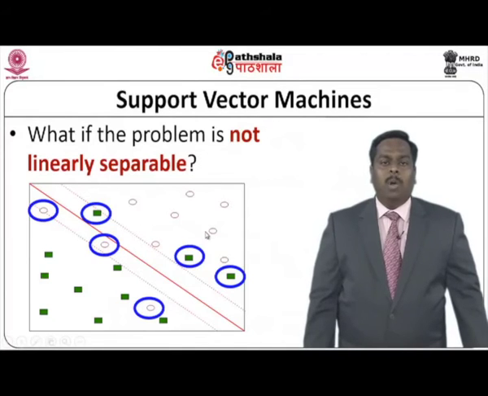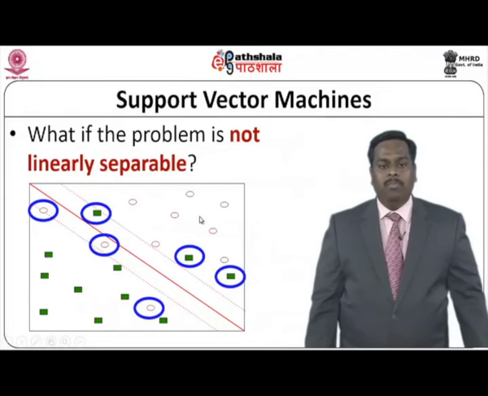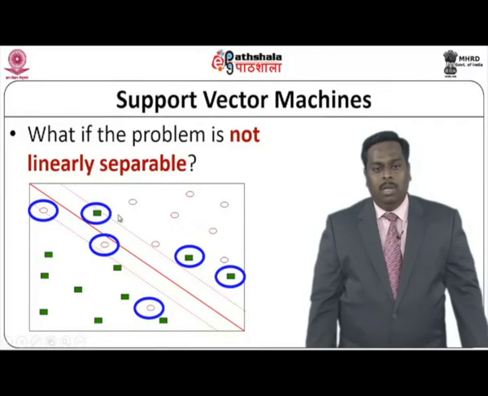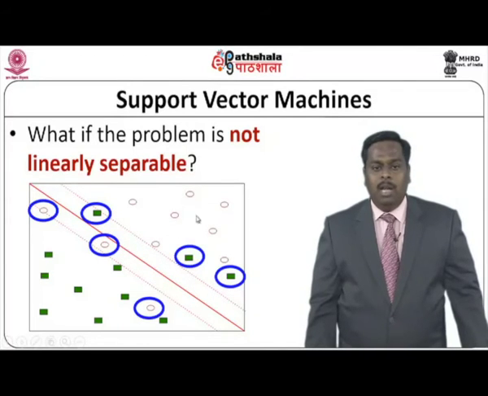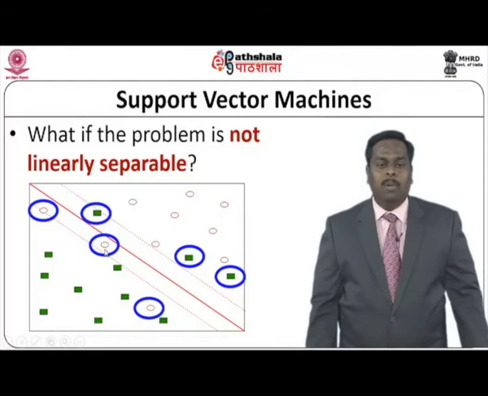Suppose the problem is not linearly separable. For example, here we have two boundaries with respect to the median. Now, you find one data point, indicated in green, falls on the other side of the boundary. Similarly, one data point of this type falls on the lower side of this boundary.